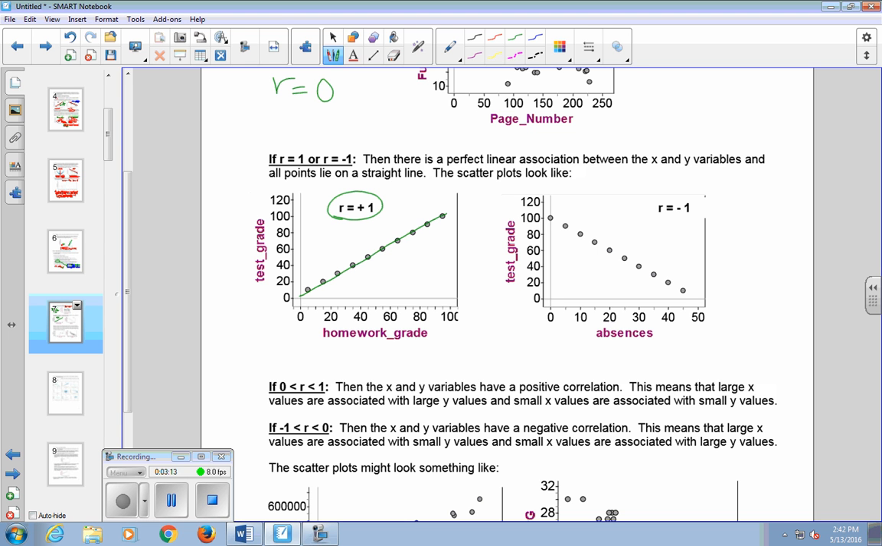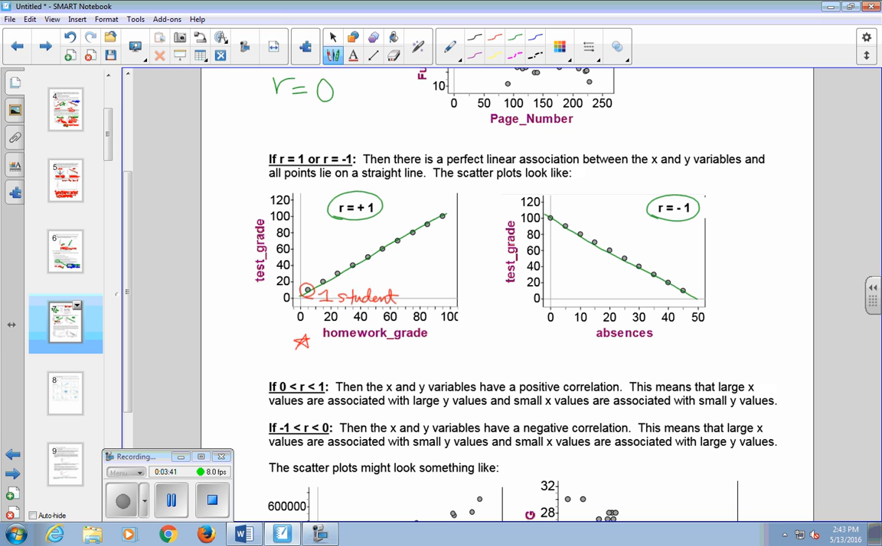And on the right-hand side, you might get a correlation that's negative. -1, perfect negative association. Again, all the points lie on a line. So if we take a closer look, each of these points, both scatter plots, represent one student. And what that's telling us in this particular case, the scatter plot on the left, is that if I know your homework grade, I can perfectly predict what your test grade is going to be. And this is hypothetical data.